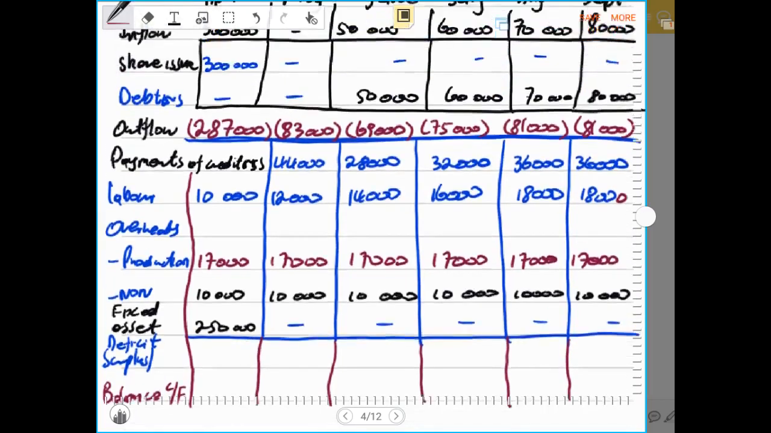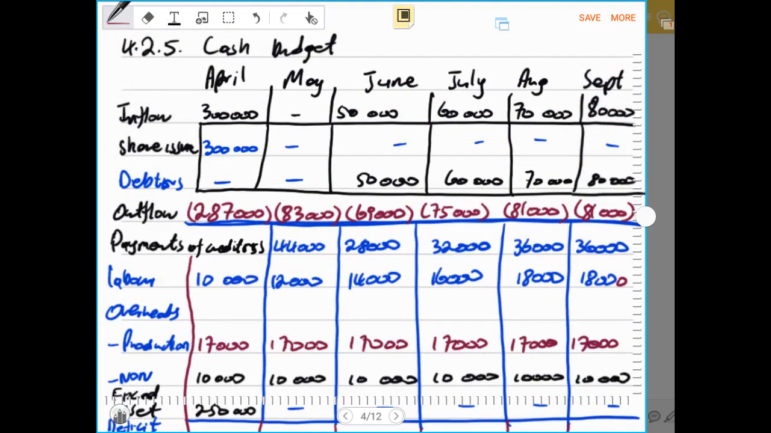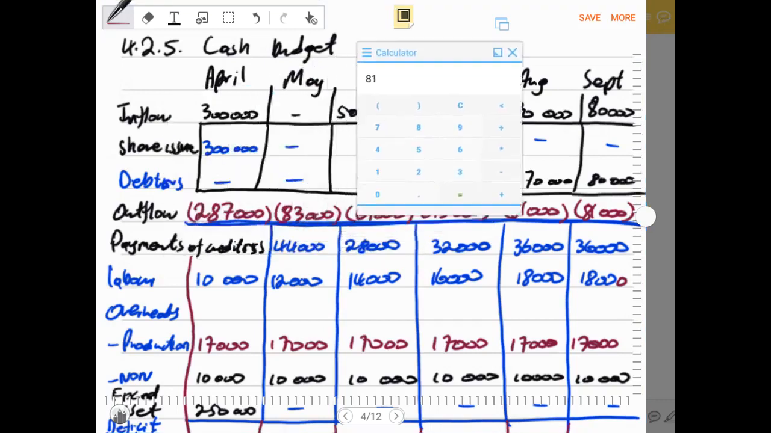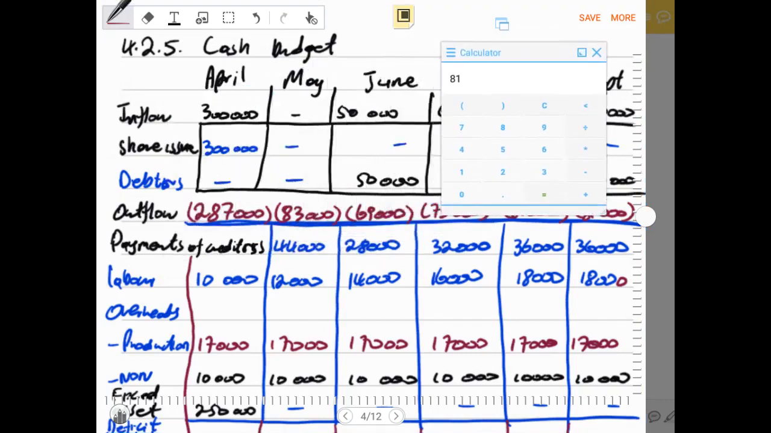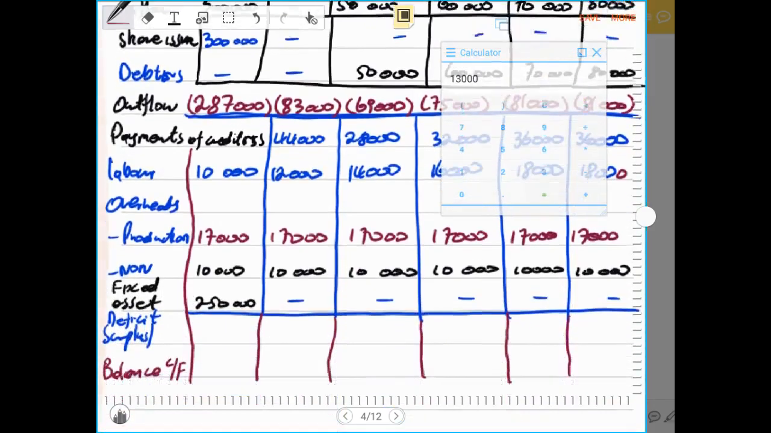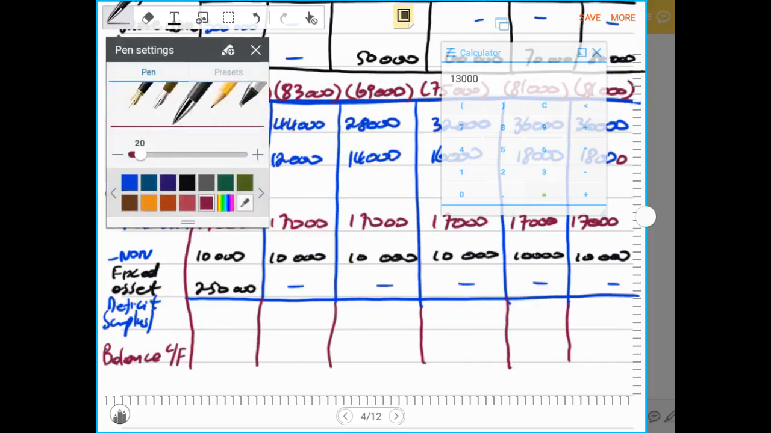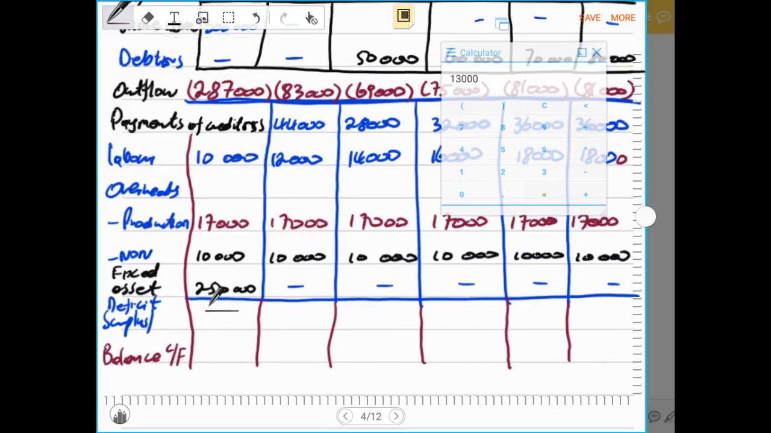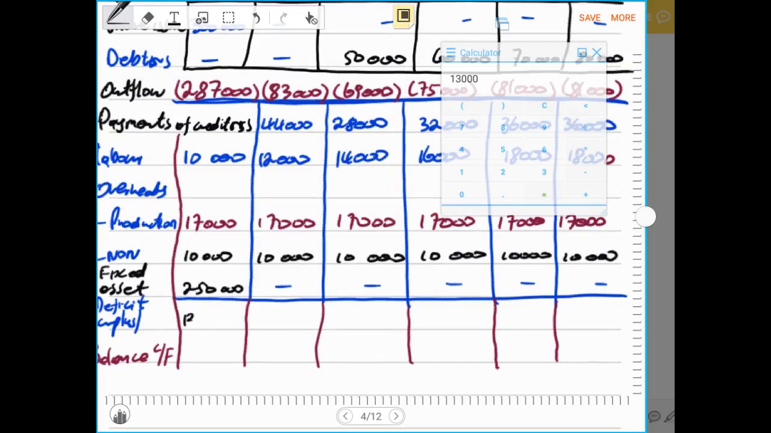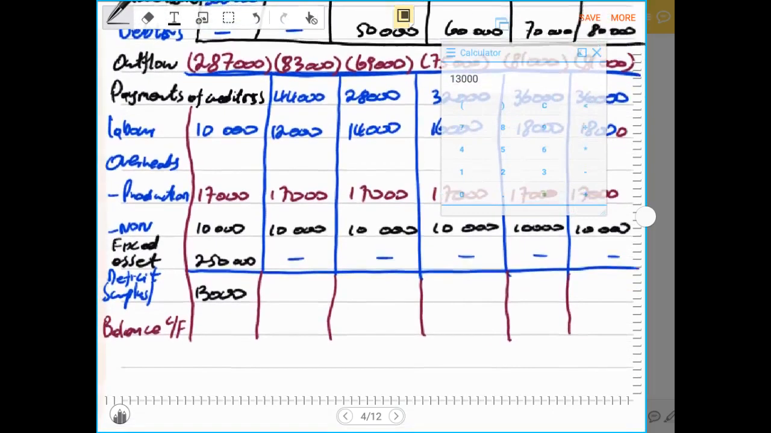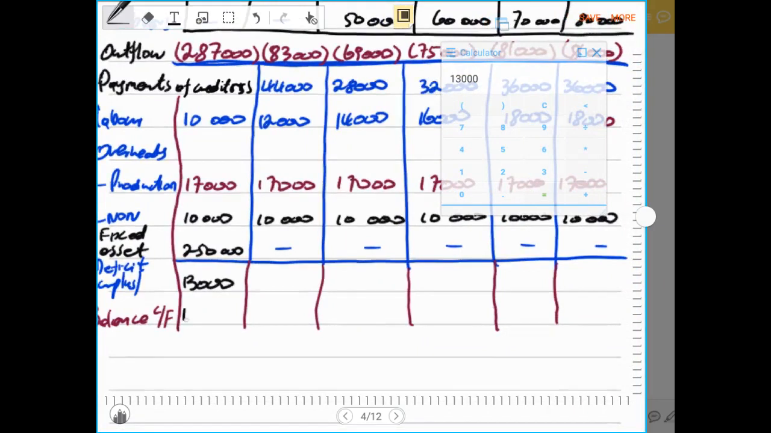So now there was no opening balance in this exercise. So now we just say the inflows that we have, and our inflow is 300,000 in the first month. 300,000 minus 287,000. Then that will give us 13,000. And we record 13,000 as the difference, and it's positive. And that 13,000 becomes the balance carry forward 13,000.